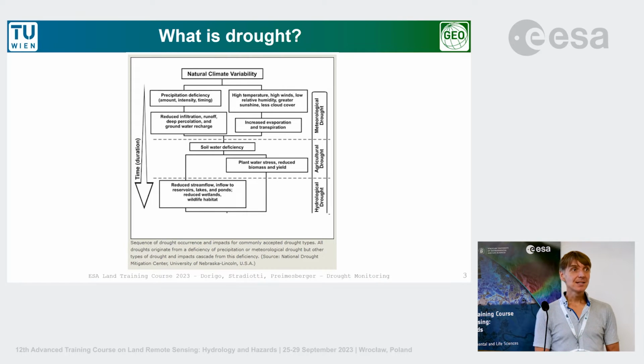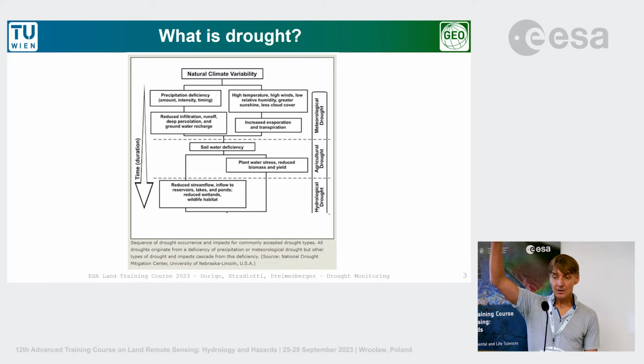Then if the drought propagates in time, gets more intense for a long period, it may eventually influence the water cycle. So for example, the reservoirs are empty, groundwater is depleted, lake level is decreasing, and so on and so forth. In that case, we talk about hydrological drought.